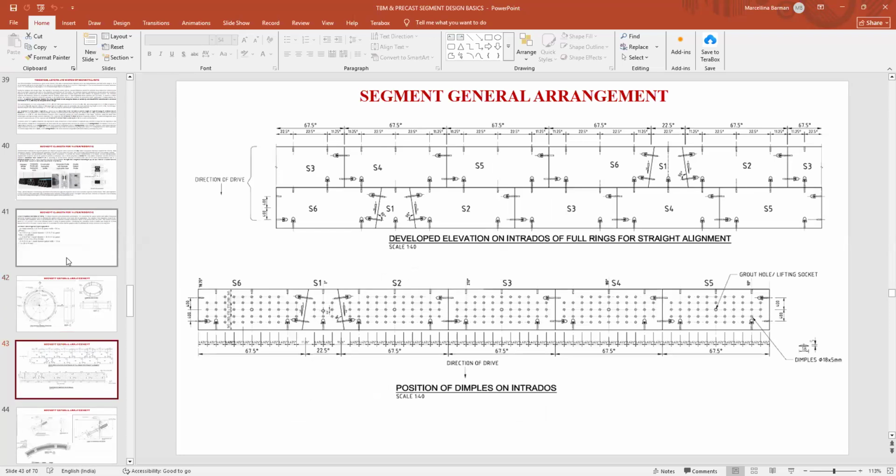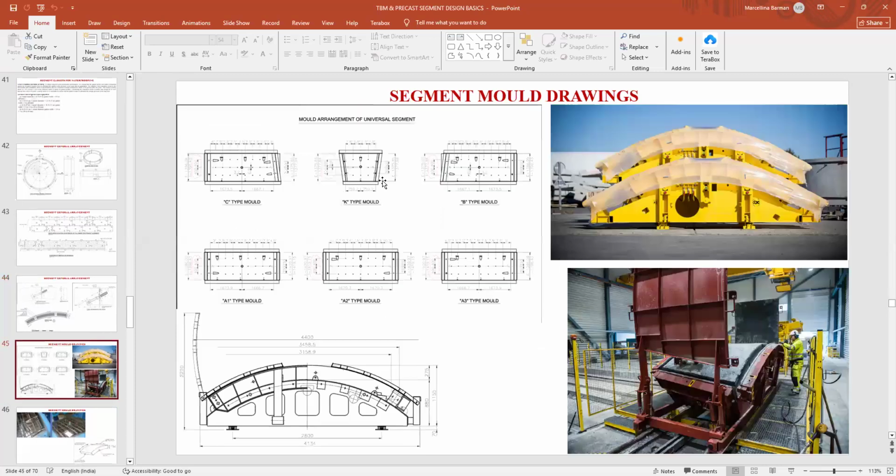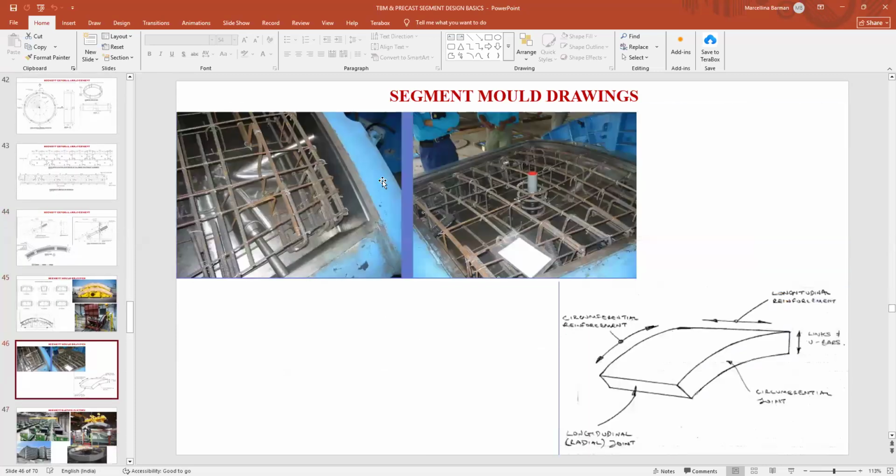So this is the general arrangement along the length of the segment, how the rings get connected one by one and how the rings are built accordingly. This is the segment general arrangement. So this is how the two segments are being joined by the bolts. This bolt groove is already defined in your mold. Here, this is the bolt. This is the mold. So in the mold, you can see there is already a groove for the bolt.